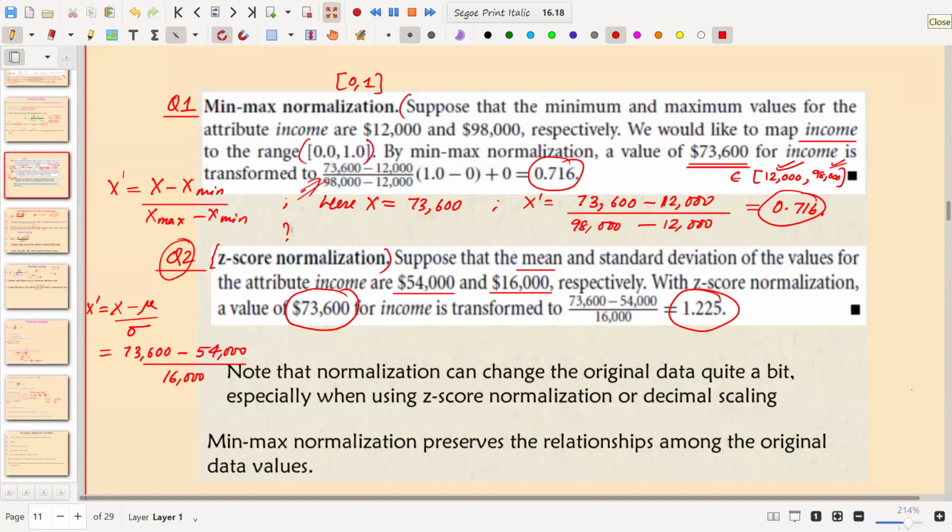3 times the... Yes. So can you see the mean is 16,000, whereas the standard deviation is, sorry, the mean is 54,000. Standard deviation is 16,000. So how? Standard deviation is less.